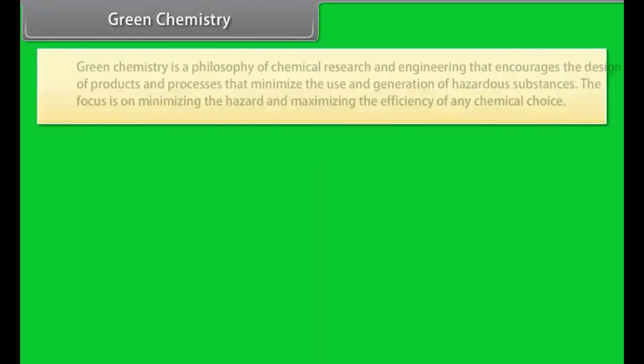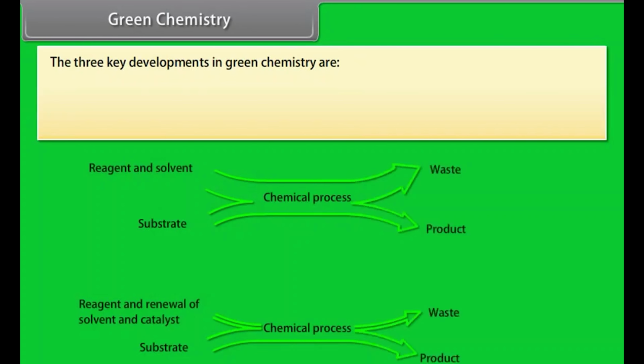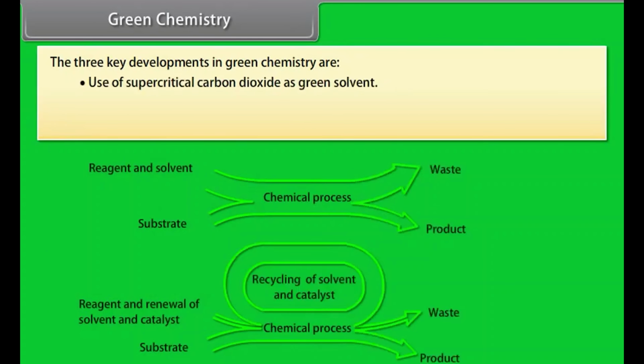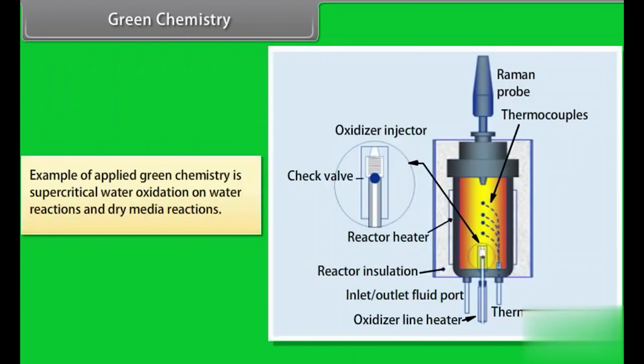Green chemistry. Green chemistry is a philosophy of chemical research and engineering that encourages the design of products and processes that minimize the use and generation of hazardous substances. The focus is on minimizing the hazard and maximizing the efficiency of any chemical choice. The three key developments in green chemistry are: use of supercritical carbon dioxide as green solvent, use of aqueous hydrogen peroxide for clean oxidations, use of hydrogen in asymmetric synthesis. Examples of applied green chemistry are supercritical water oxidation, on-water reactions and dry media reactions.